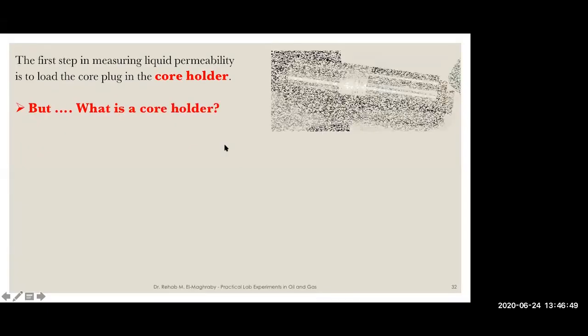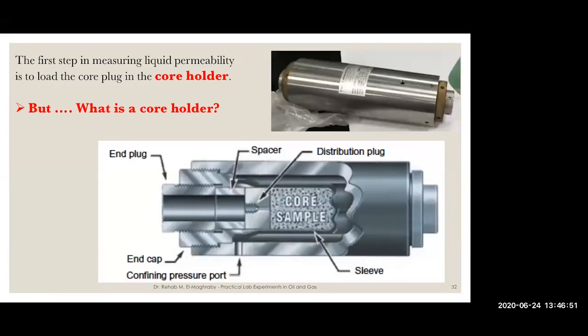So I told you that to start liquid permeability, we have to place this core inside a core holder. What is meant by core holder? This is like a container that you place your core inside. So you have your core here, and the cylindrical core is inserted inside a Viton sleeve. It is a cylindrical, hollow rubber tube. I was going to show you an analog of this Viton sleeve, but I cannot open the camera.